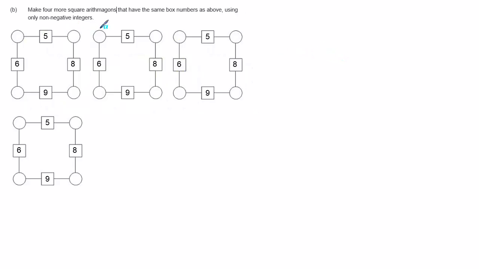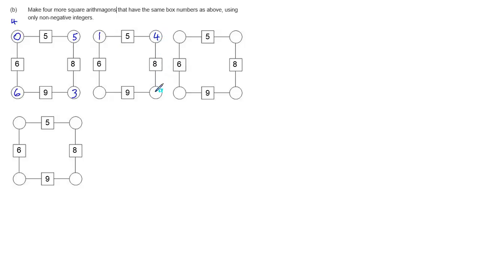Make 4 more square arithmegons that have the same box numbers as above, so this was the first one above, using only non-negative integers, so we can go from 0 upwards. Now the one we did above had a 4 in this box here, so that's the one we need to avoid. Now 5 is the smallest box number, so I'm going to start with a 0 here and see if I can get that to work. So this would need to be 5, this would be 3, and this would be 6, giving me 6 here, so that worked. So let's increase that number by 1.